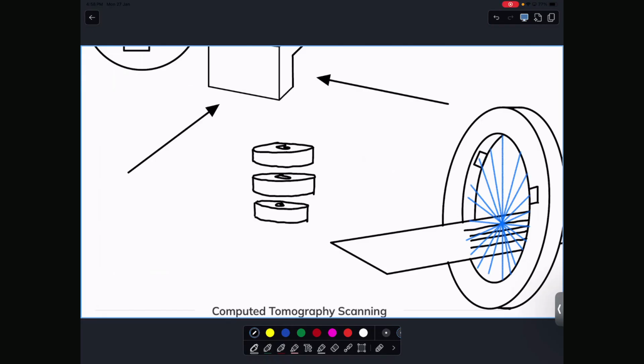CT scan solves most of the problems that you have, except for your brain জন্য we have to go for MRI because MRI টা হচ্ছে safer.